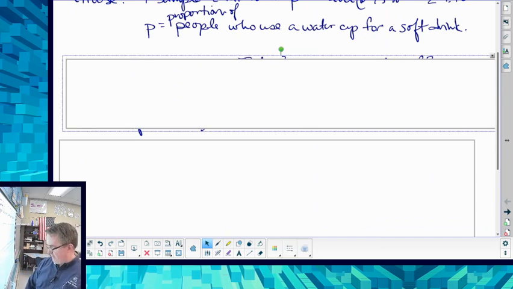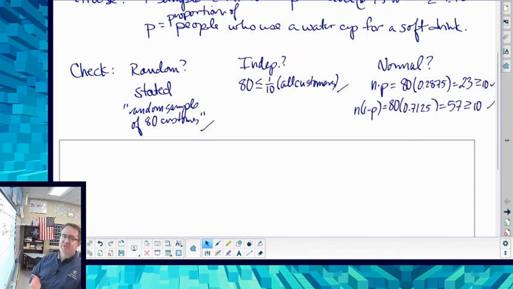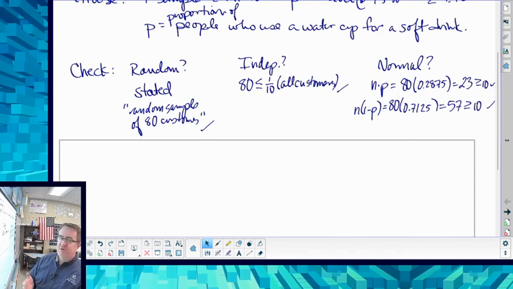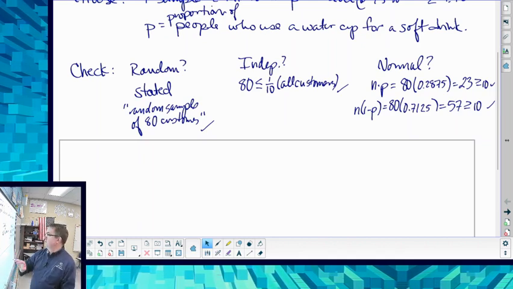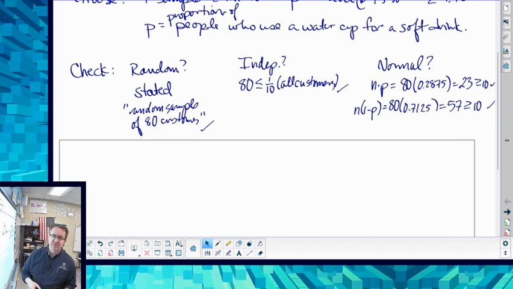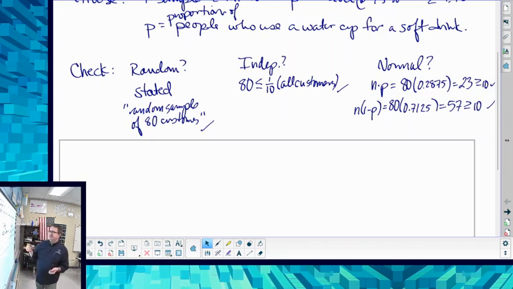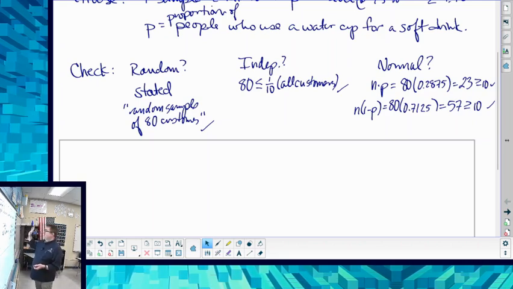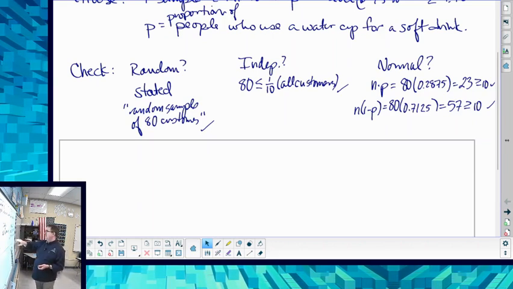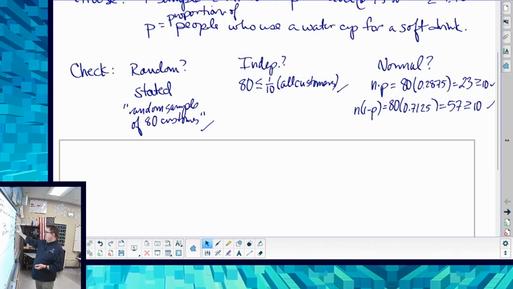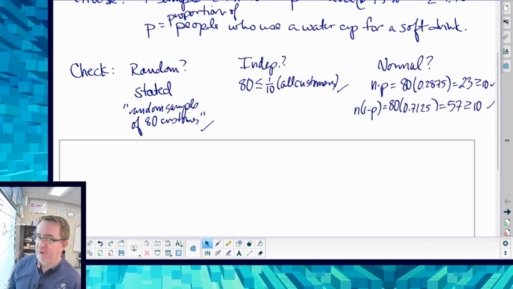So the next step is going to be check. We have to check 3 different areas. First, we have to check to see if it's random. It's stated that it was a random sample of 80 customers. That's important so we can then take our conclusion and extend it out to the population. Is it independent? Yes. It would seem that you probably have more than 800 customers, so we don't have to worry about not replacing. And then is it normal? We're doing large counts, so n times p and n times 1 minus p. I've got 23 and 57, both of which are bigger than or equal to 10, so we can use the normal distribution.